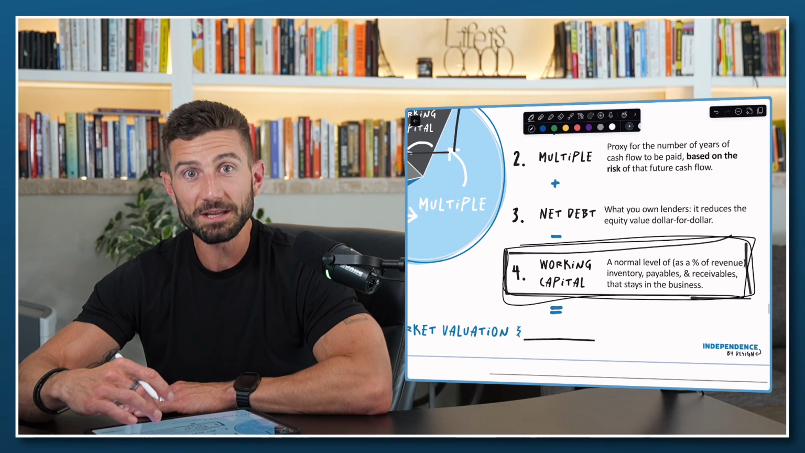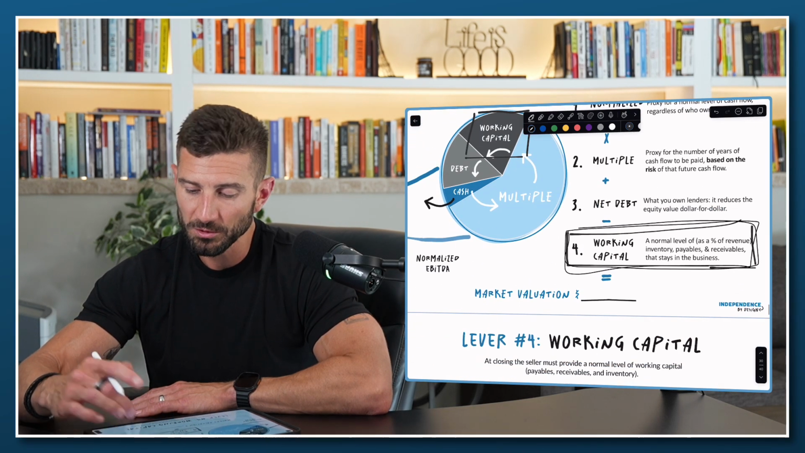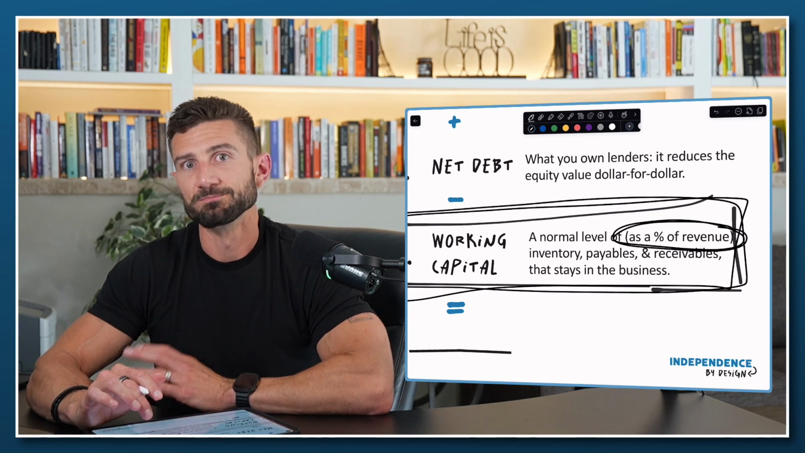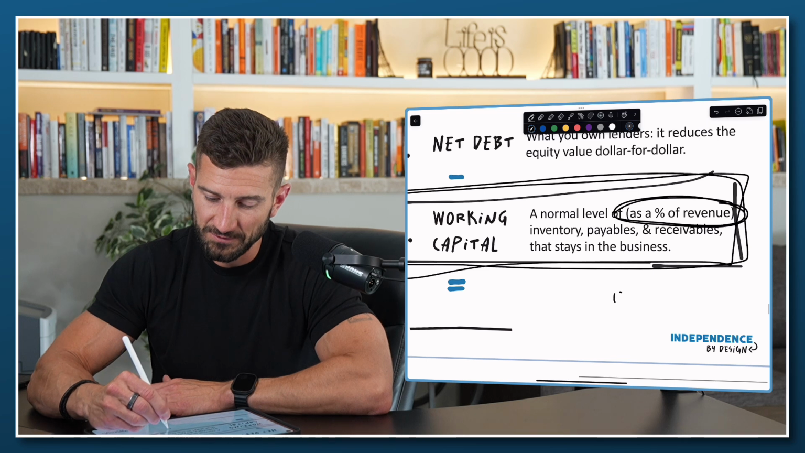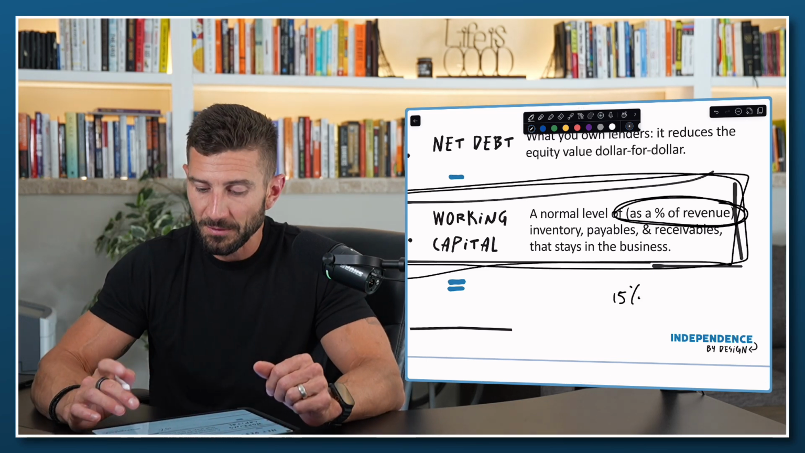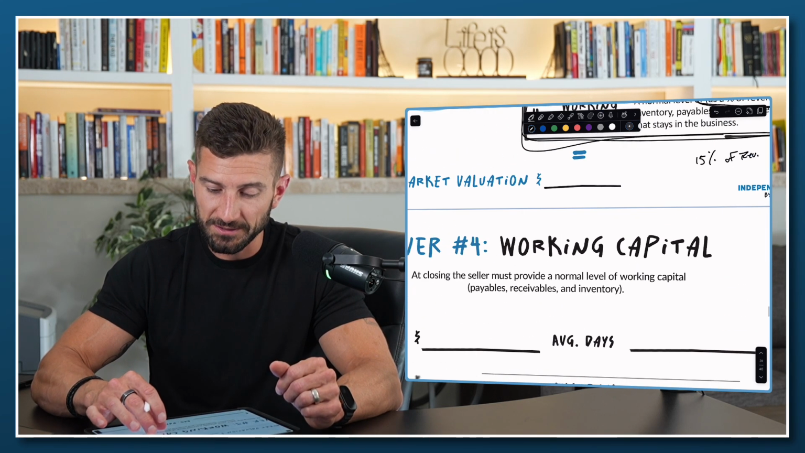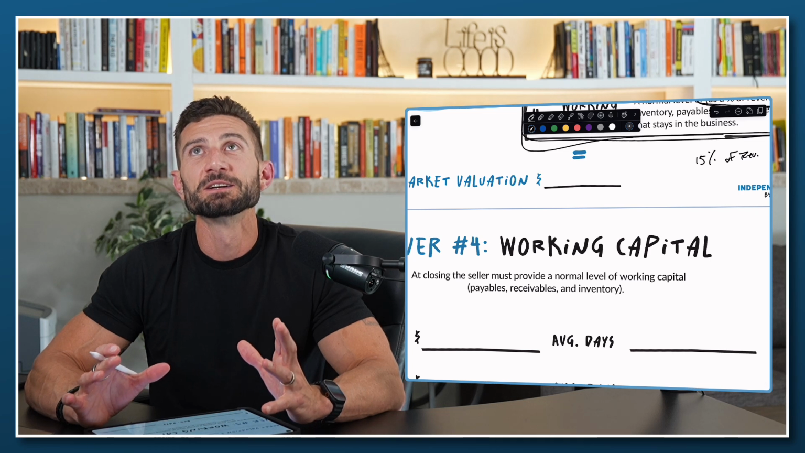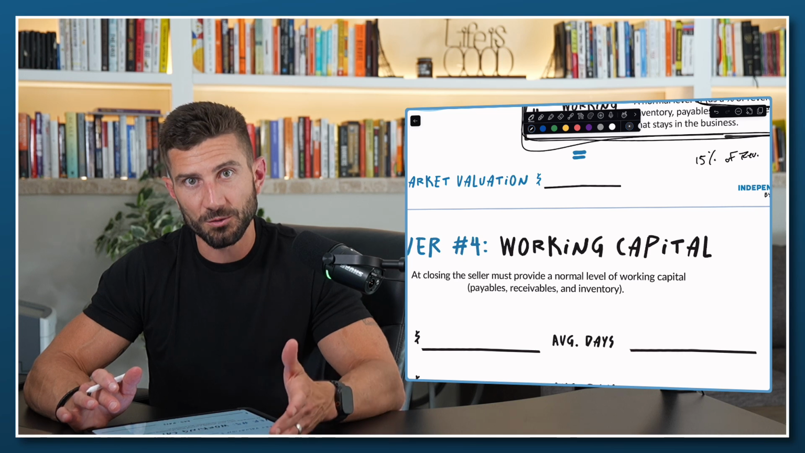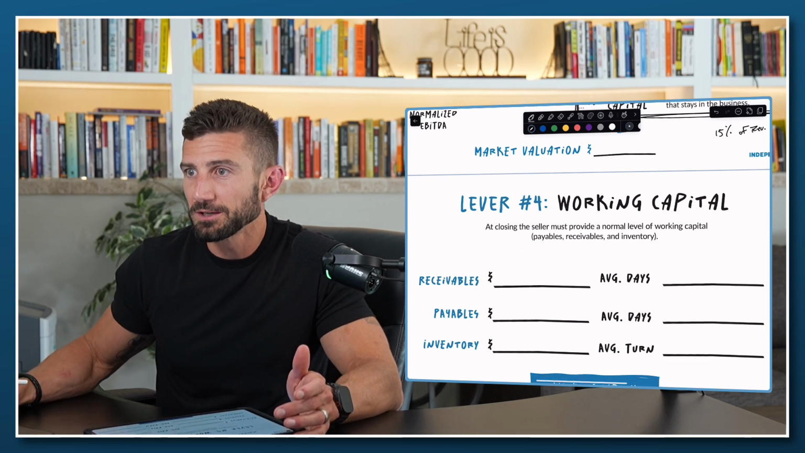So this is an amazing cash flow lever, and you have to provide a normal level of working capital as a percentage of revenue. Distribution companies are usually roughly 15% of revenue, call it the range of normal, and that ends up staying in the business. But how we calculate that, and this is an amazing lever to generate more cash without having to grow revenue or increase margins. I've got my notes up over here.